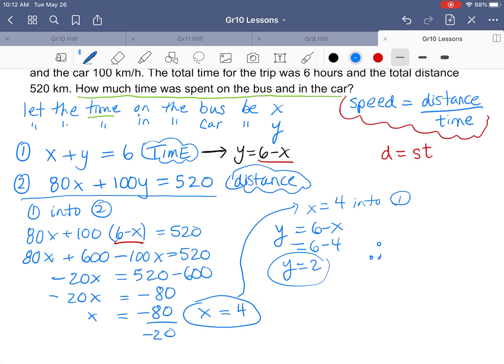Let's write a summary sentence. So therefore, 4 hours was spent on the bus, and 2 hours was spent in the car.